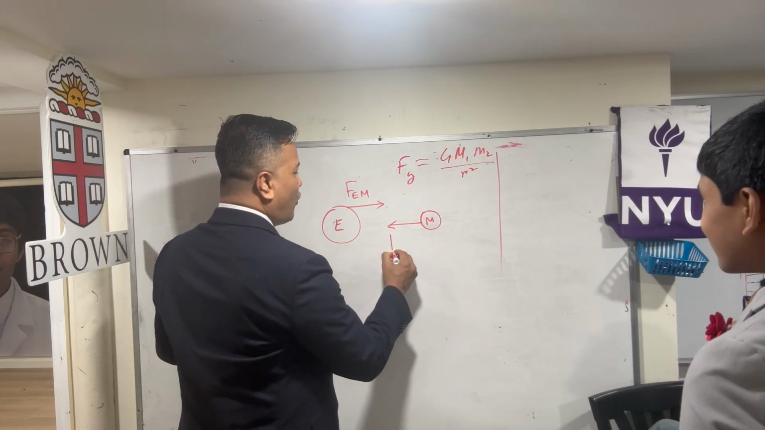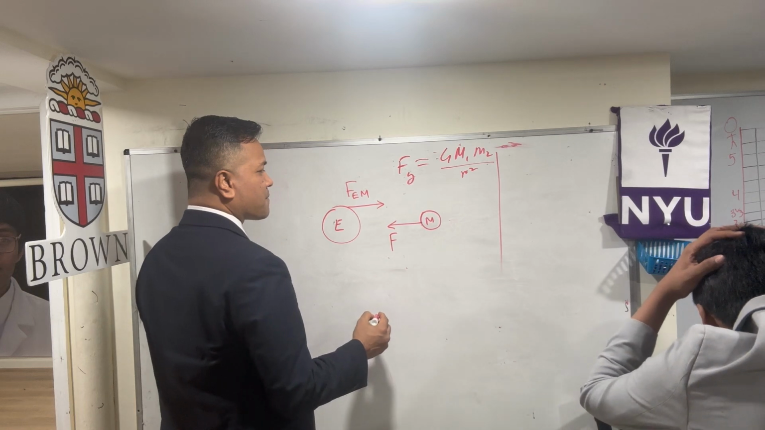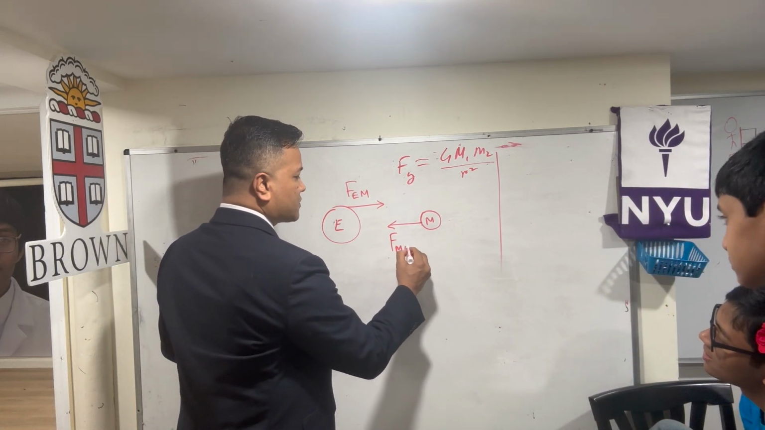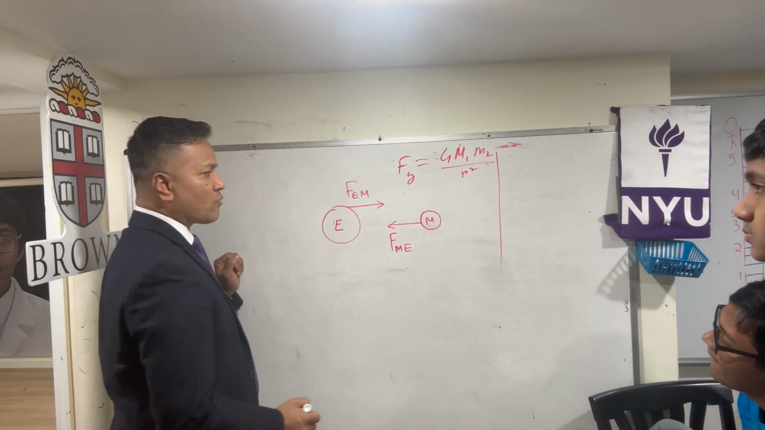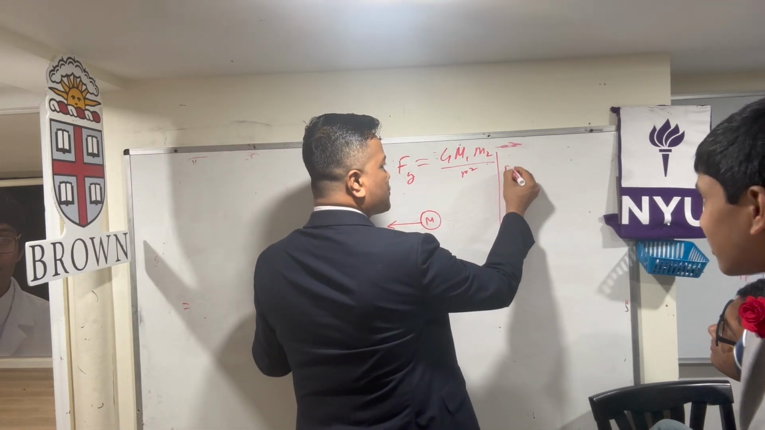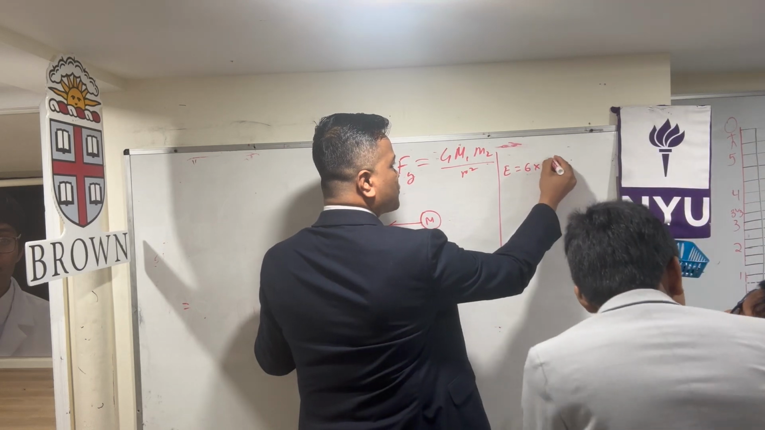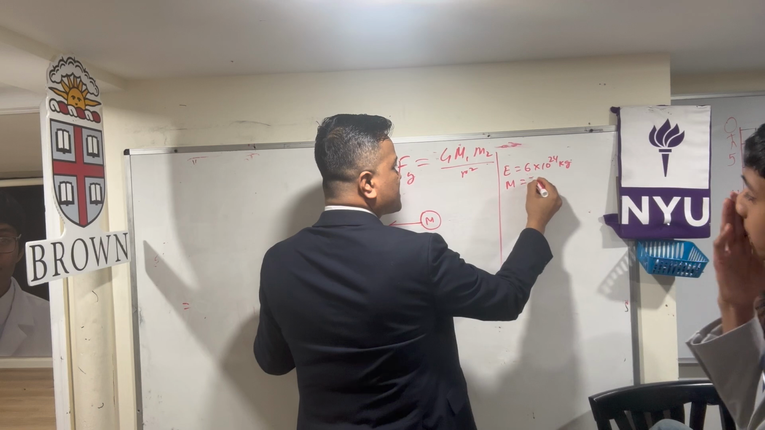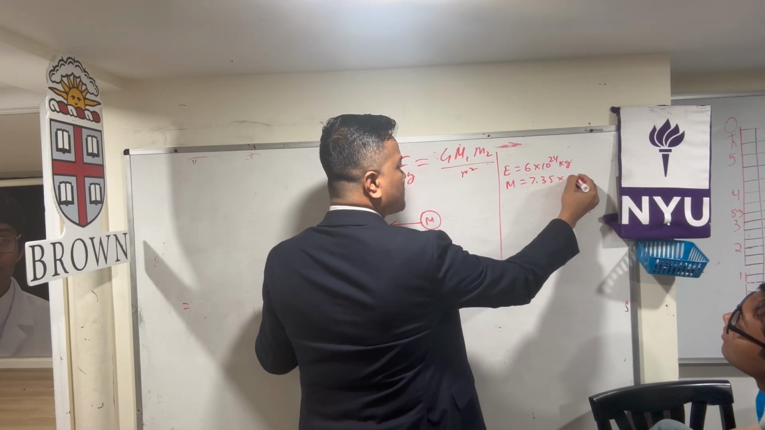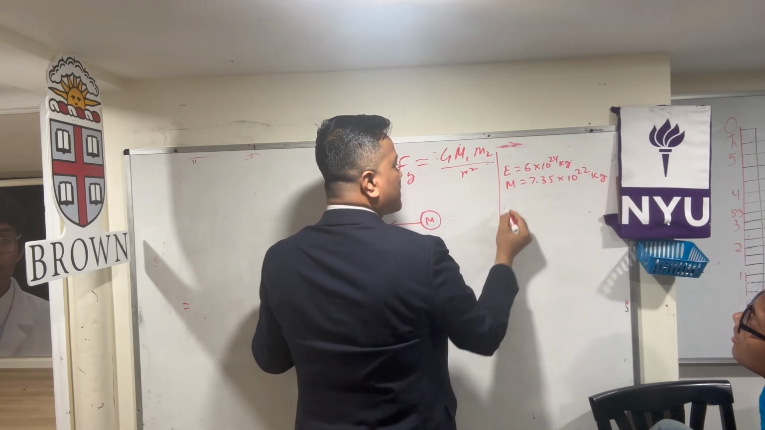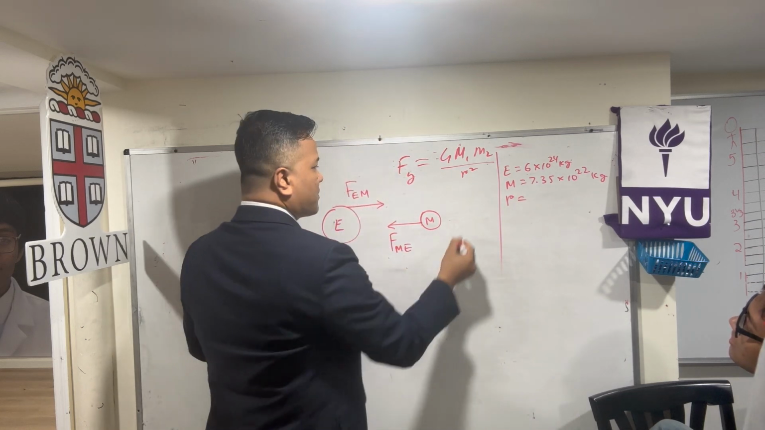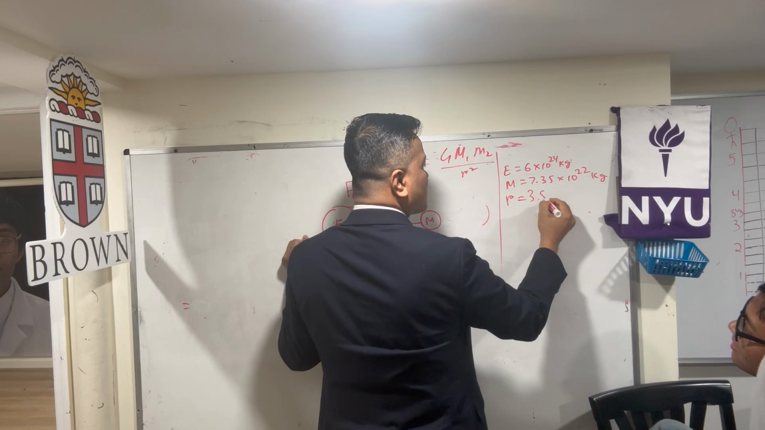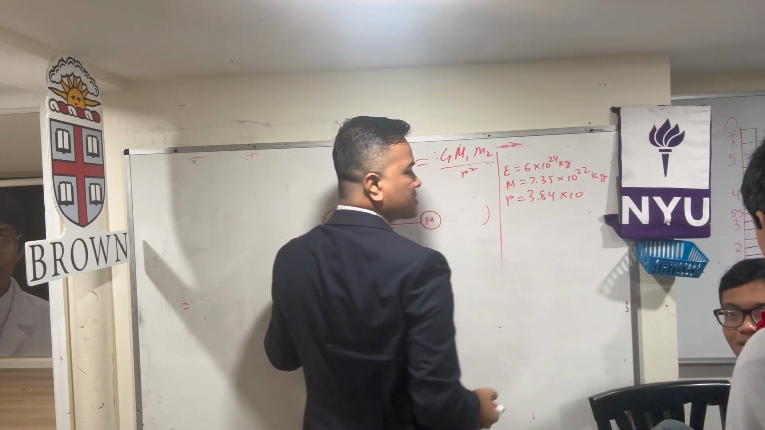Force on what? Moon by the earth. Okay. So the Earth is how much? 6 times 10 raised to 24. Moon is 7.35 times 10 raised to 22. Radius between the Earth and Moon is how much? 3.84 times 10 to the what? Raised to 8.